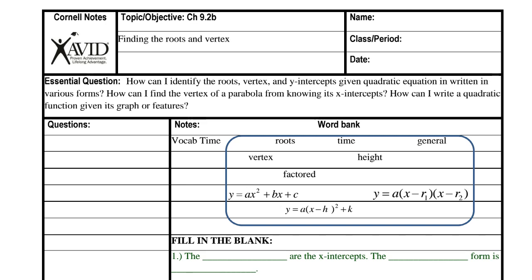Lesson 9.2b, Finding the Roots and Vertex. Essential question: how can I identify the roots, vertex, and y-intercepts given quadratic equations written in various forms? How can I find the vertex of a parabola from knowing its x-intercepts? And how can I write a quadratic function given its graph or features?